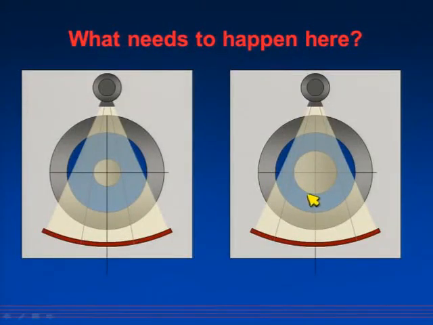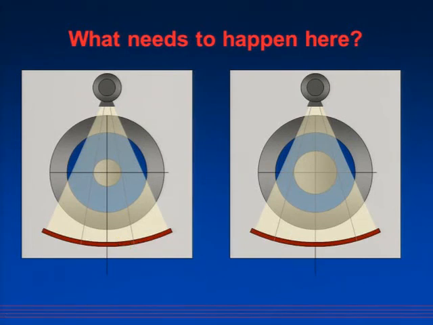What needs to happen here is the dose received, in order to get the same quality of image, the dose at the detector. Only this part of the detector has to receive as much radiation as this part of the detector does for the large phantom. So the dose received by the detector has to be higher for a child than it does for an adult. That's an important point.